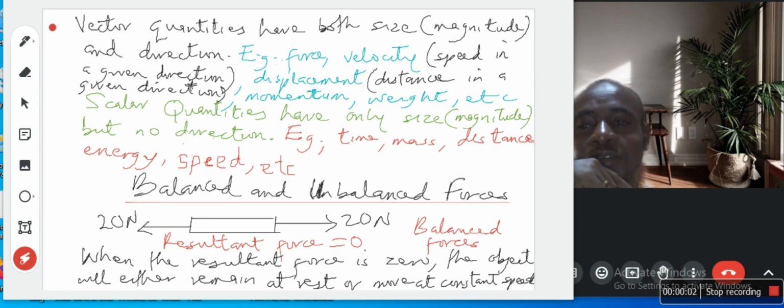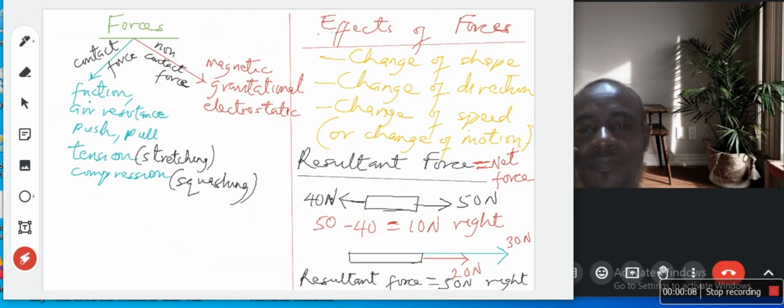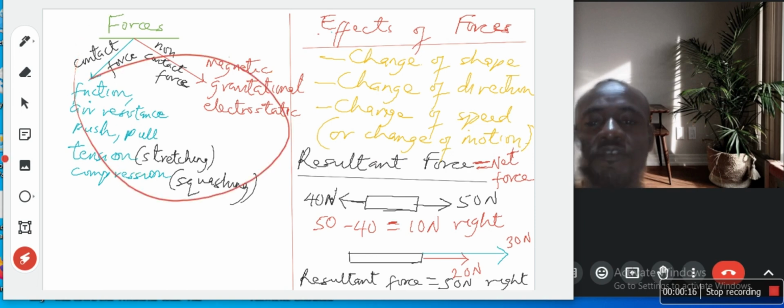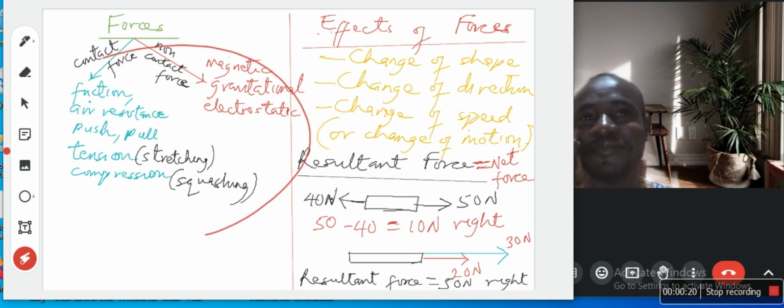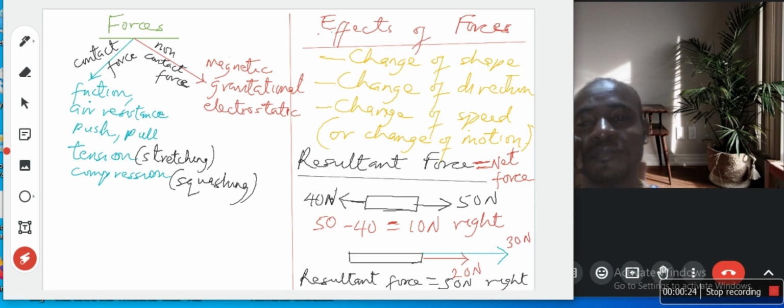Okay, so here we go. Go to page 1 of 1. We're looking at forces. I need you to read it out. Go ahead and read it out now.